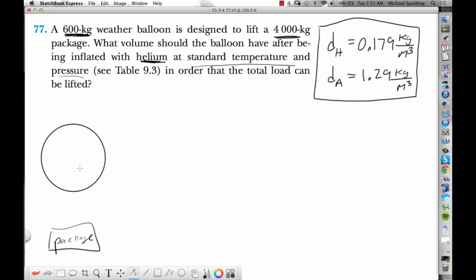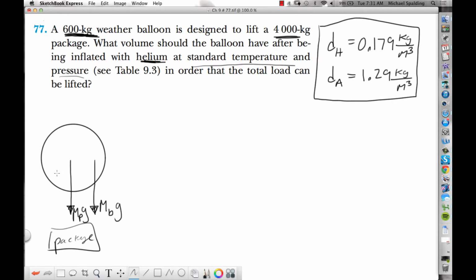All right, so what are the forces on this balloon? Well, let's do these two first. So we have mg down for the balloon itself. We'll put mb, that's the weight of the balloon right here, 600 kilograms. It's lifting a 4,000 kilogram package. So which way is the package pulling on the balloon? Is the package pushing the balloon up or pulling it down? Down. So put that down. We'll put mass of package times gravity, the weight of the package.